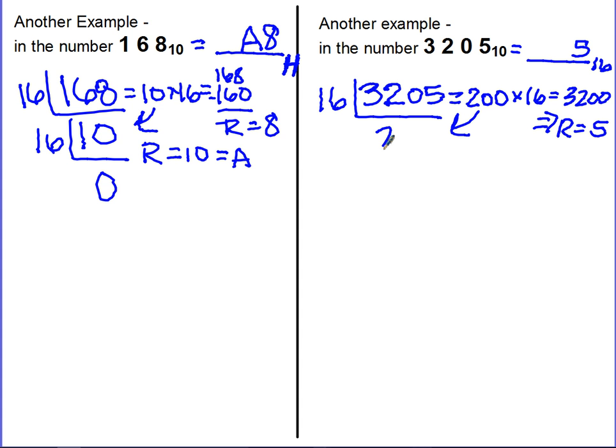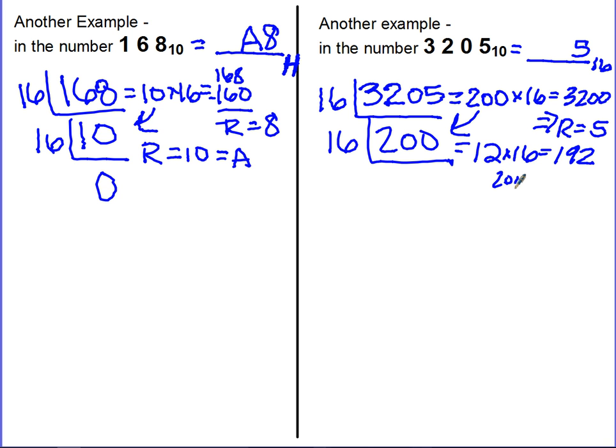I take my 200 and drop it down. Now here I have to think of how many times is 16 going to go into 200. Well, I know 16 times 10 is 160, and I figure out I can add in 2 additional 16s, groupings of 16. It gives me 192. So 200 minus 192 gives me a remainder of 8.